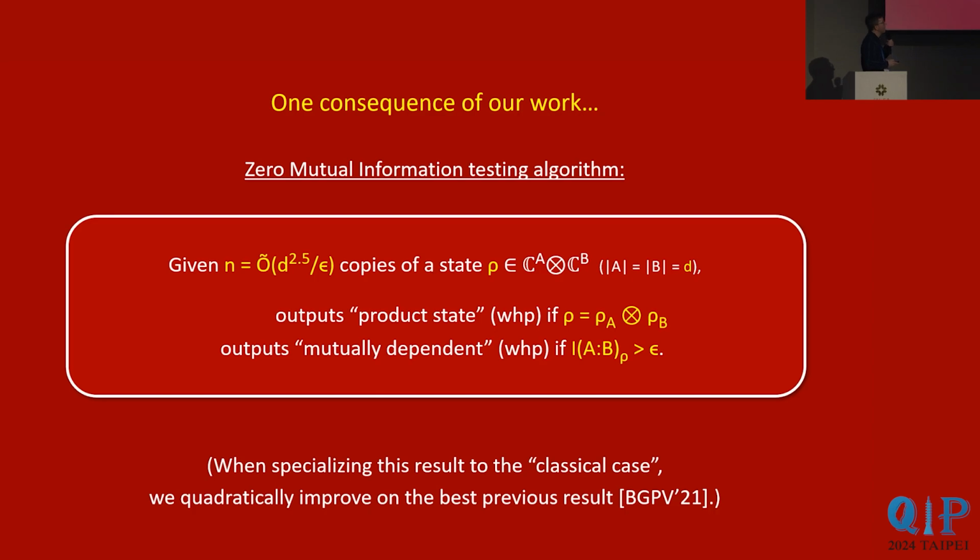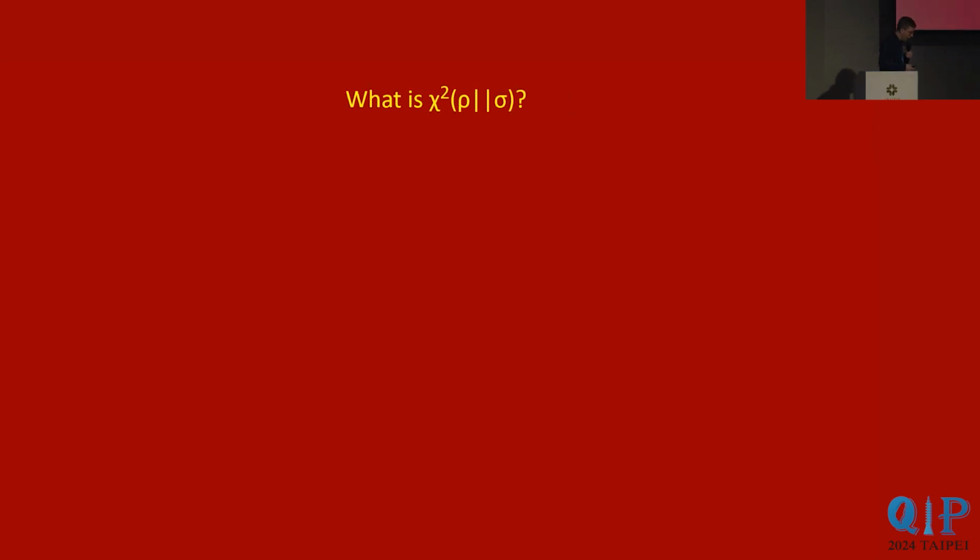Okay, so that's a little bit about the motivation for chi-squared tomography. And now I'll tell you a little bit about this main result. And the first thing we have to talk about is what is this chi-squared divergence? So I haven't even defined it for you yet, and it's not super well known. So let me take this opportunity to tell you about it. So it's a generalization of the chi-squared divergence between two probability distributions.